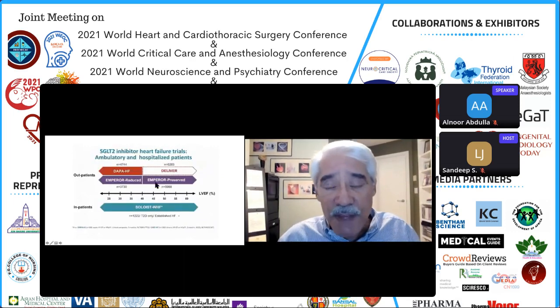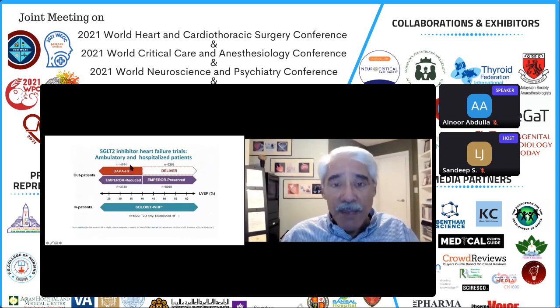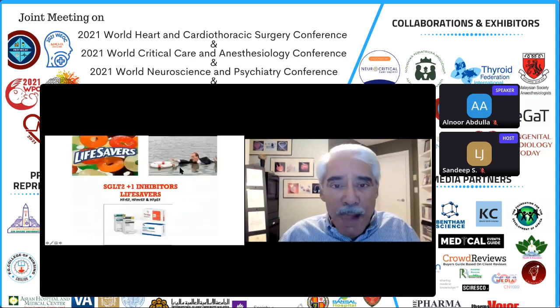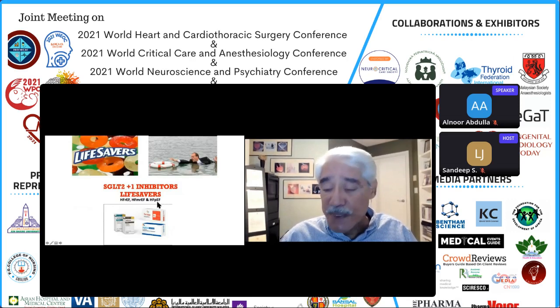And so now we have a situation with the SGLT2 inhibitors that they work in reduced ejection fraction heart failure, they work in preserved ejection fraction heart failure, and the SGLT2 and 1 combined inhibitor works across the spectrum of heart failure patients. We are awaiting the results of the DELIVER trial. EMPEROR-Preserved used empagliflozin. DELIVER is going to use dapagliflozin, and that result should be coming out very shortly. We are beginning to hear rumors and trickling of the results already. So the SGLT2 1 inhibitors are lifesavers, and they work across the spectrum of heart failure from reduced to preserved ejection fraction.